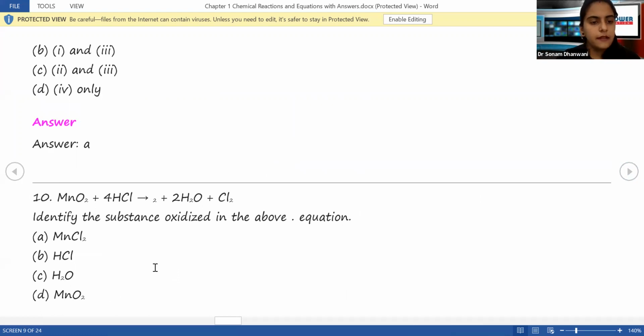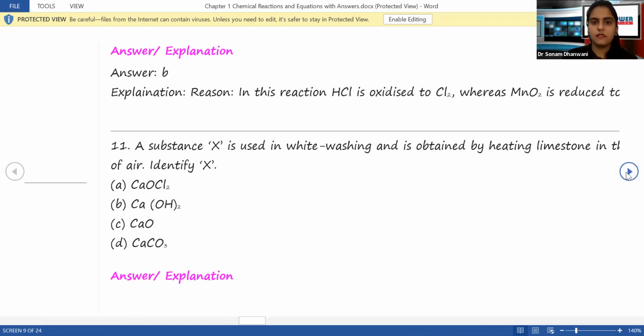Yes, going ahead, manganese oxide plus hydrogen chloride forming water plus chlorine. Identify the substance oxidized. Now tell me, which substance is being oxidized? Oxidation of what is happening here? What is oxidation? We just saw gain of oxygen. Where is oxygen gain happening? It is happening here, right? So that means HCl is being oxidized. Correct?